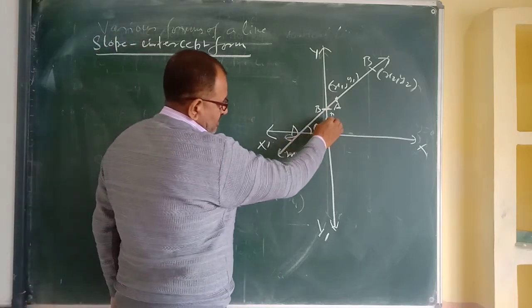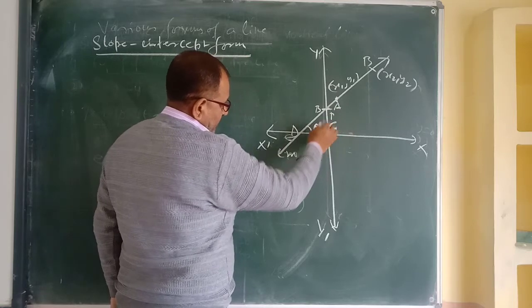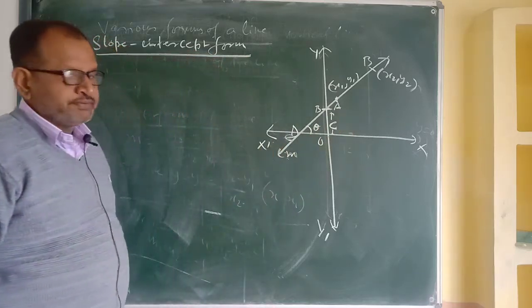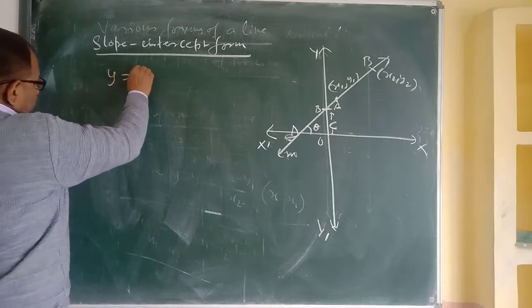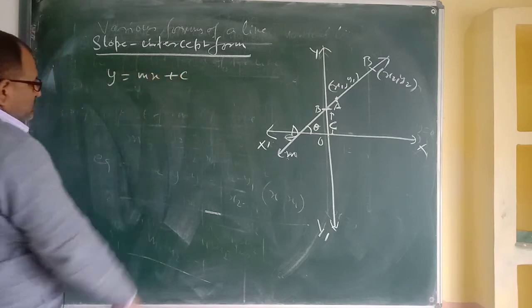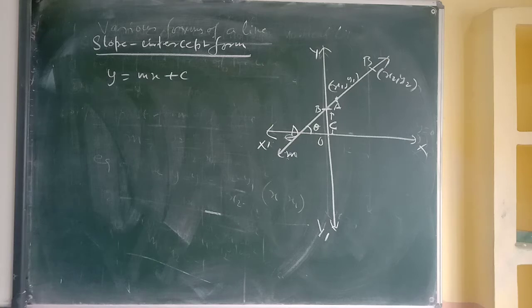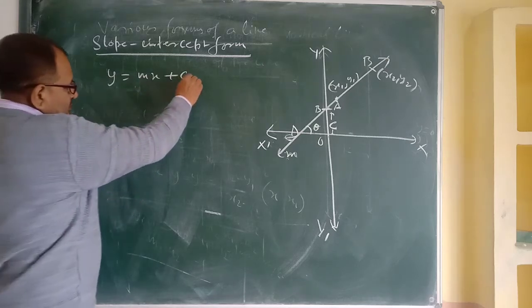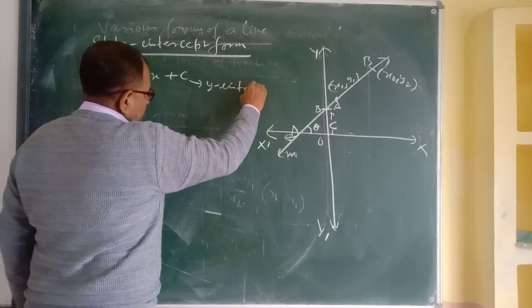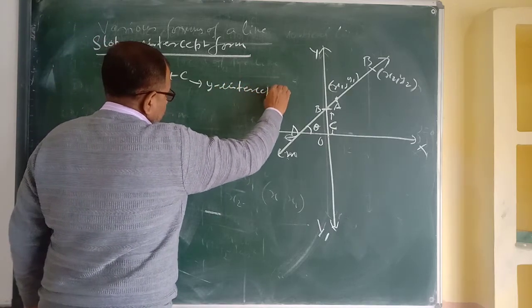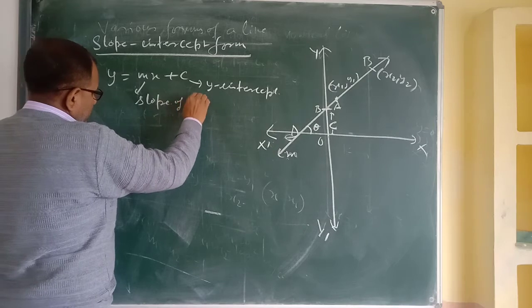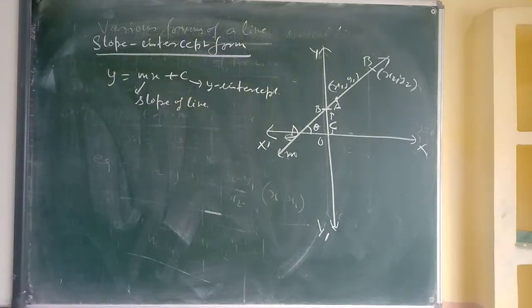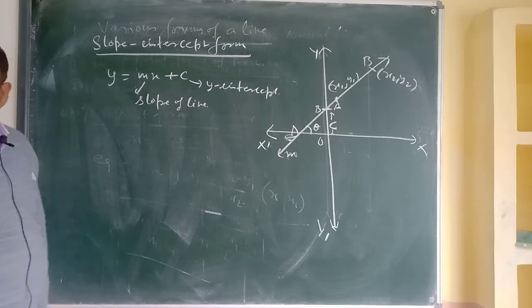So if a line makes y-intercept C and the slope is m, then what will be the equation of the line? The equation of the line is y is equal to mx plus c, where c is the y-intercept and m is the slope of the line. How can we get this equation?